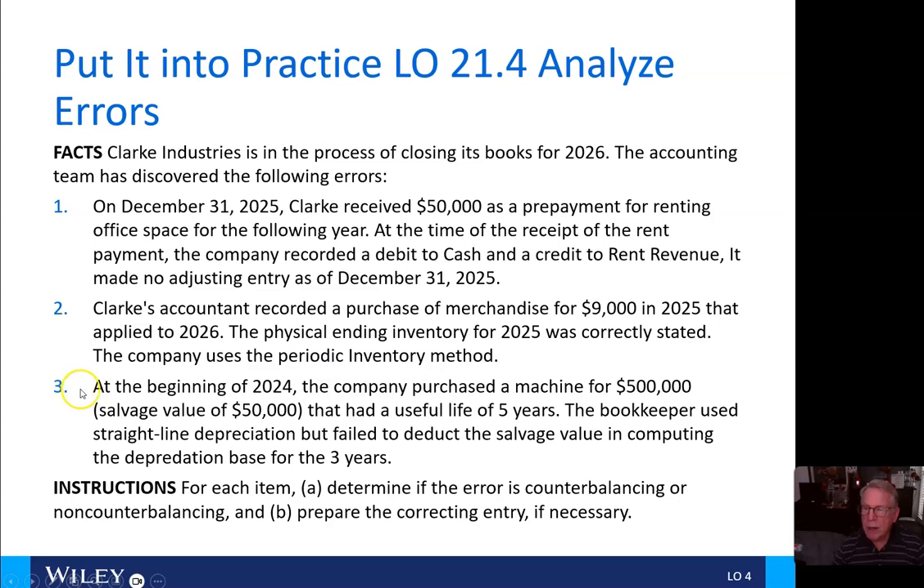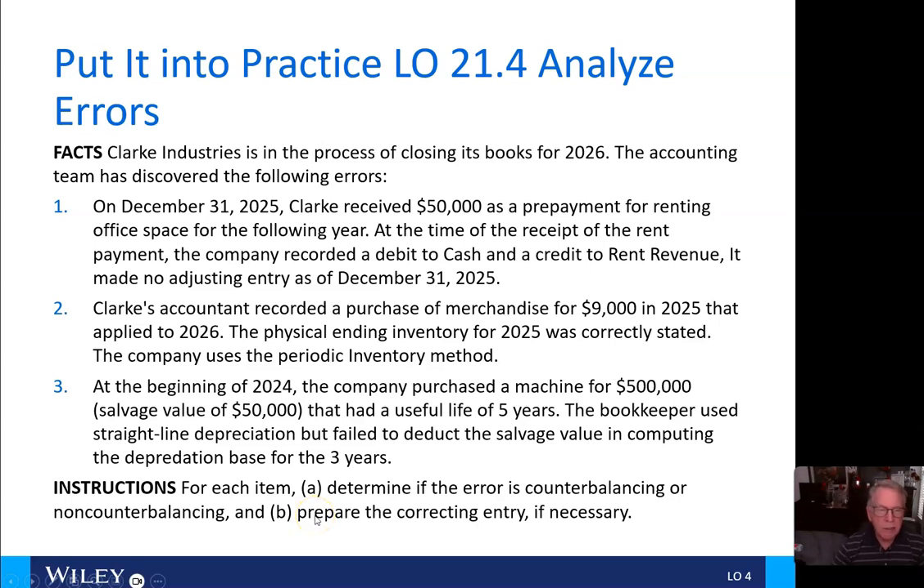Number three, at the beginning of 2024, the company purchased a machine for $5,000 with a salvage value of $50,000 and a useful life of 5 years. The bookkeeper used straight line depreciation, but failed to deduct the salvage value in computing the depreciation base for the 3 years. So they want you to, alpha, determine if the error is counterbalancing or non-counterbalancing, and bravo, prepare the correcting entry if necessary.